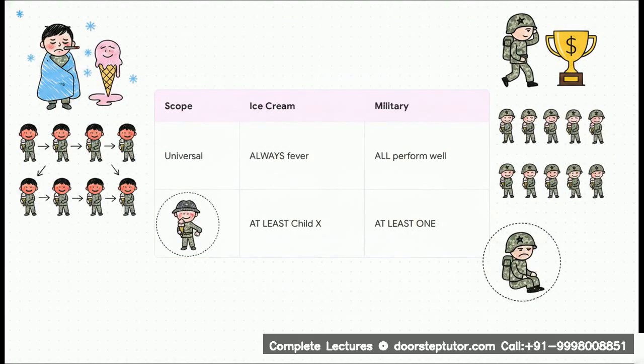Let's lock this in with our examples. A universal hypothesis demands that eating ice cream in winter always leads to a temperature, for every single child, every single time. Good luck proving that, right? But the existential hypothesis is proven if eating ice cream leads to a temperature for at least one specific child. If even one kid gets sick, boom, it's validated. It's the same in a workplace scenario. A universal claim would be all employees will perform well if rewarded. But an existential claim recognizes human nature, stating at least one employee won't perform well despite the reward. Just one exception proves the existential claim.